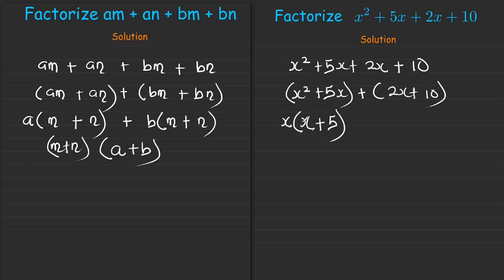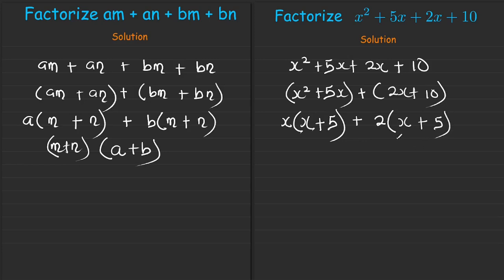Better still, you can say x multiplies what to give you 5x. That is up to you, what you are very conversant with. Now, what does 2x plus 10 have in common? They have a factor of 2 in common. So you bring that 2 outside, which is their common factor. Then 2 times what gives us 2x? That is an x. And then 2 times 5 will give us the 10. So you put that over here.